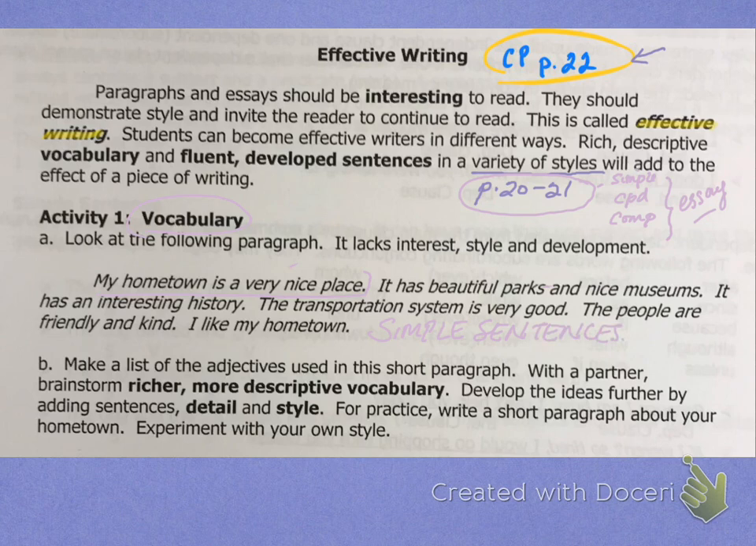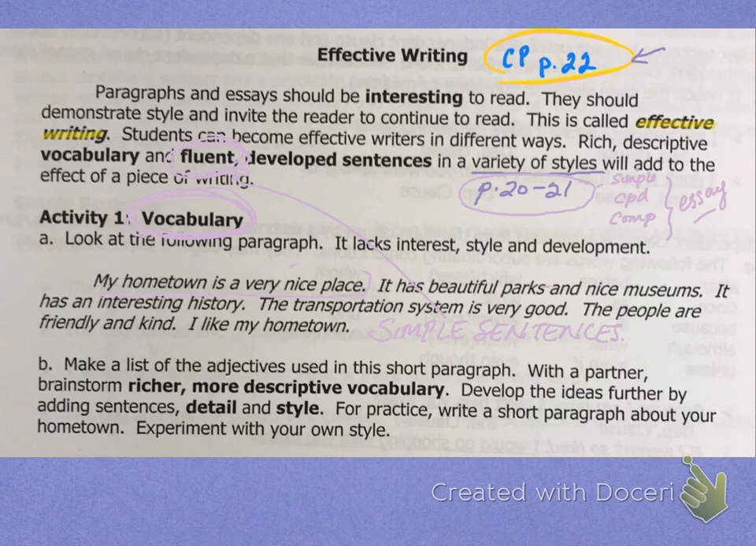So when you write this way, what happens is your writing really lacks fluency. Okay? It's very choppy. And what we want to do is create more fluency in the writing. We want to have vocabulary that actually says something that's useful and informative for the reader. Okay? And in doing that, we can have good developed sentences.